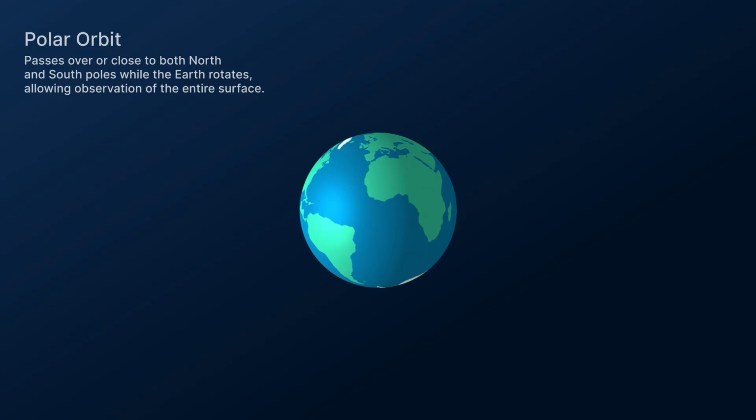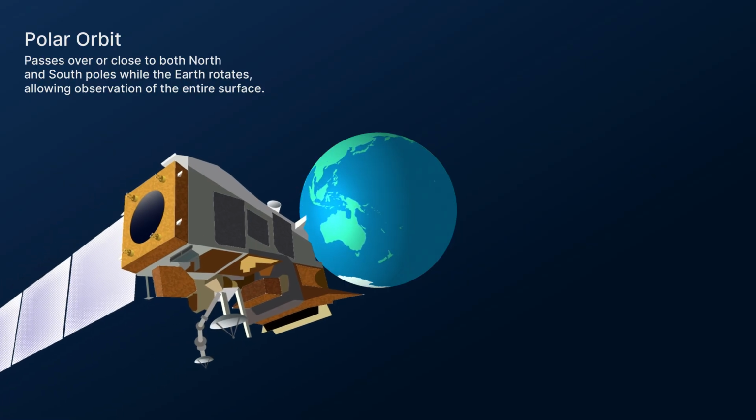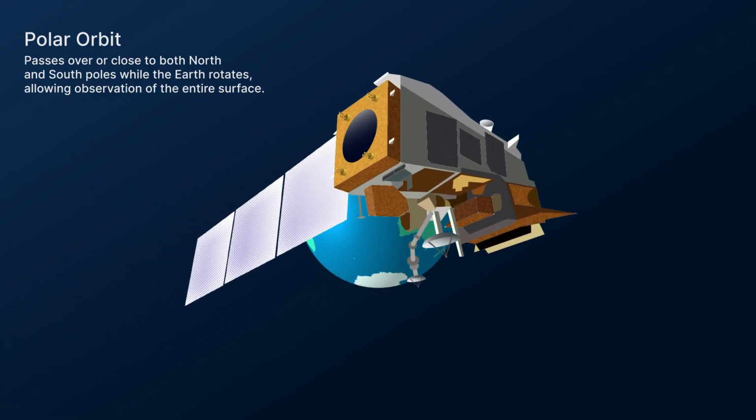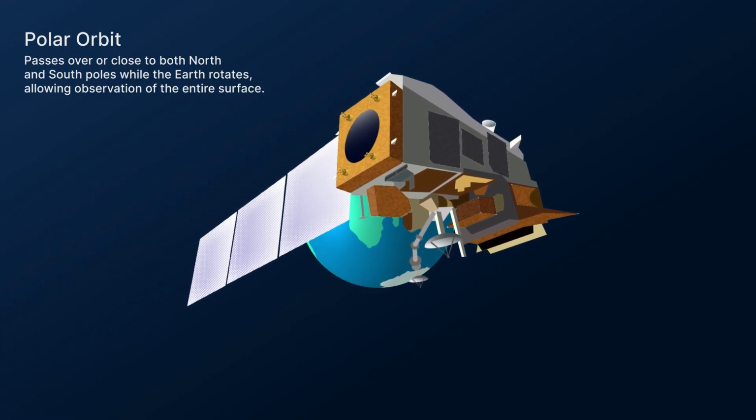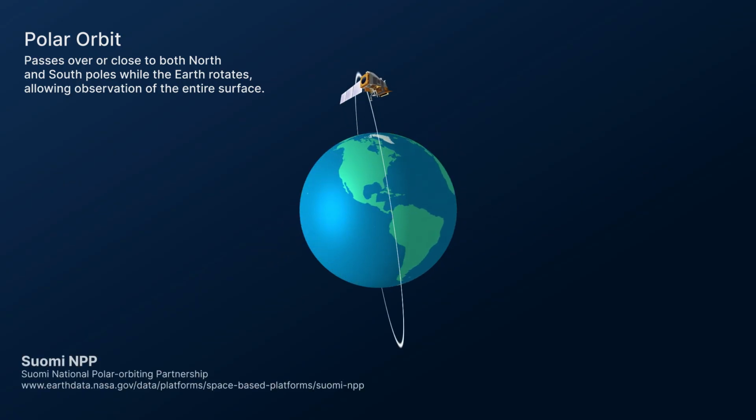Bet you can't guess where the polar orbit passes? That's right, a platform in the polar orbit passes over or close to both north and south poles, while Earth rotates, allowing observation of the entire surface. SUOMI NPP has a polar orbit. Have you heard of it?